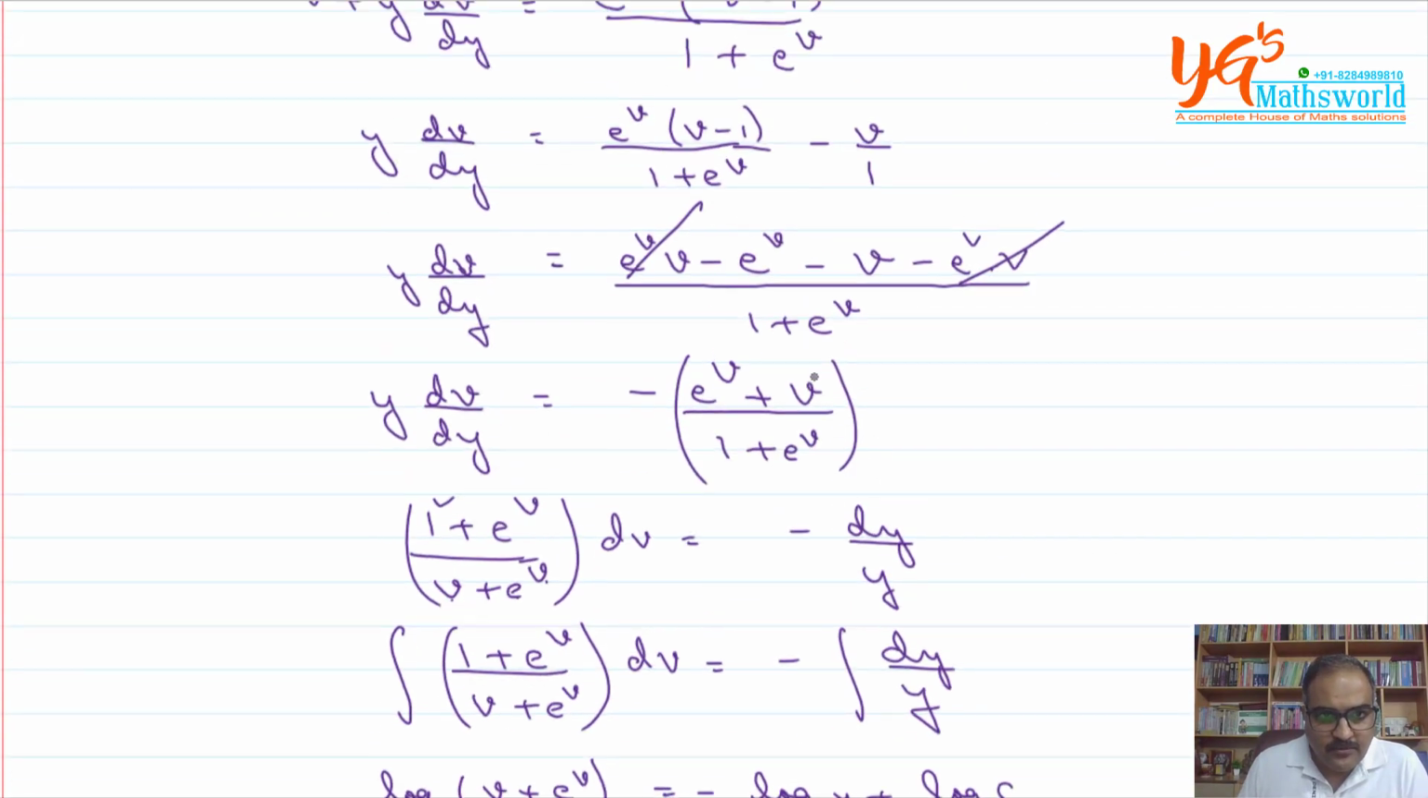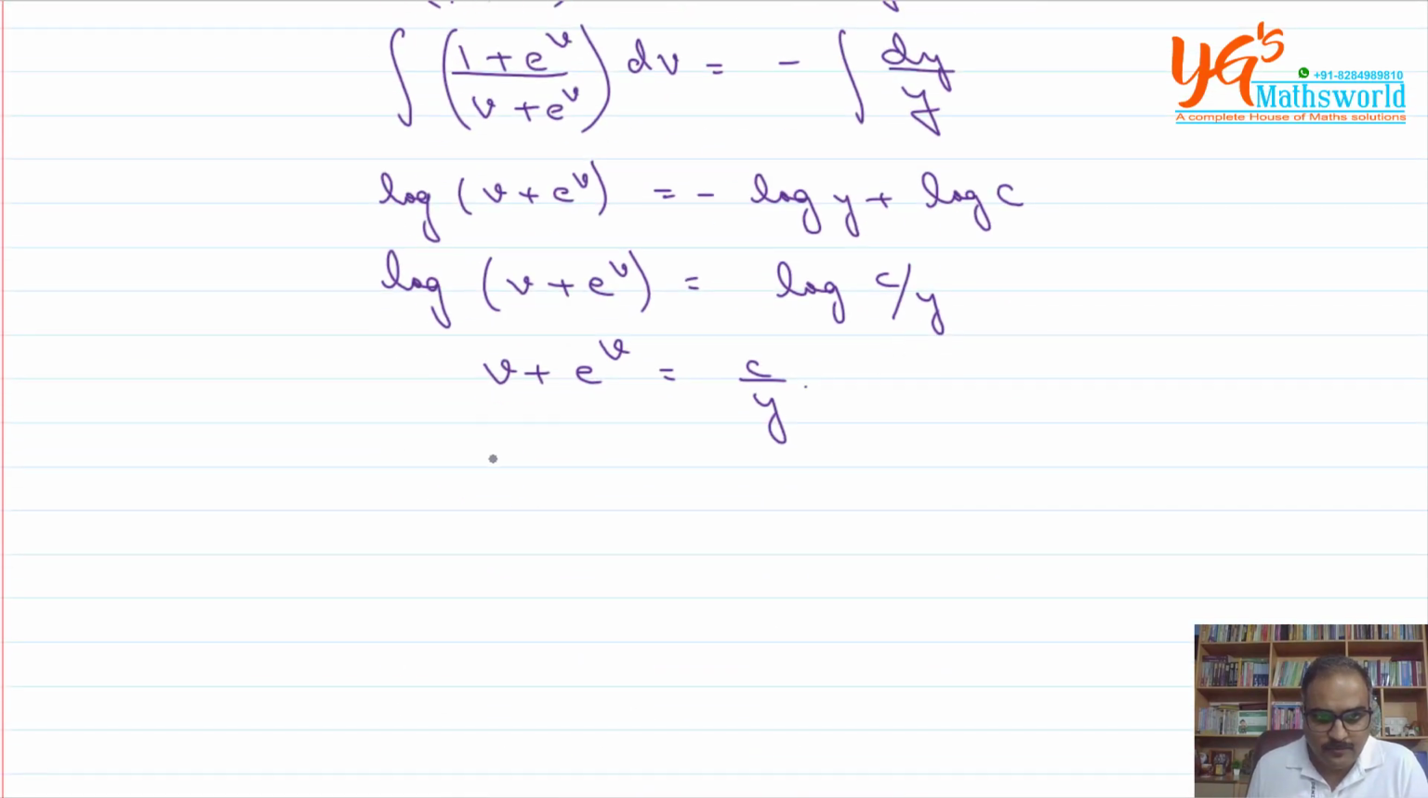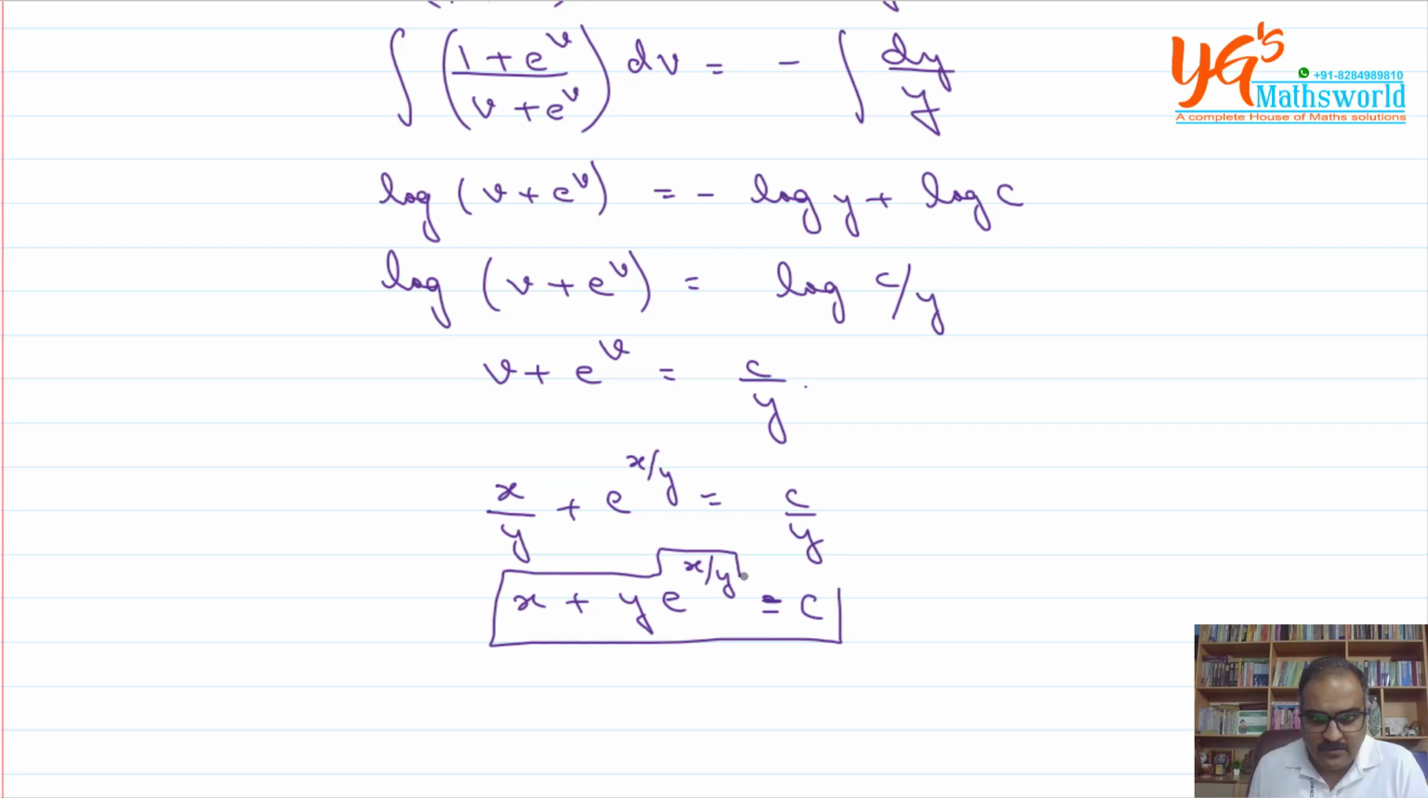Now what was the value of v? Basically v was x upon y. So x upon y plus e raised to power x upon y is equal to c upon y, taking LCM with respect to y. So x plus y e raised to power x upon y is equal to c. So this is our final answer for this question, and I hope that everyone understands the concept.